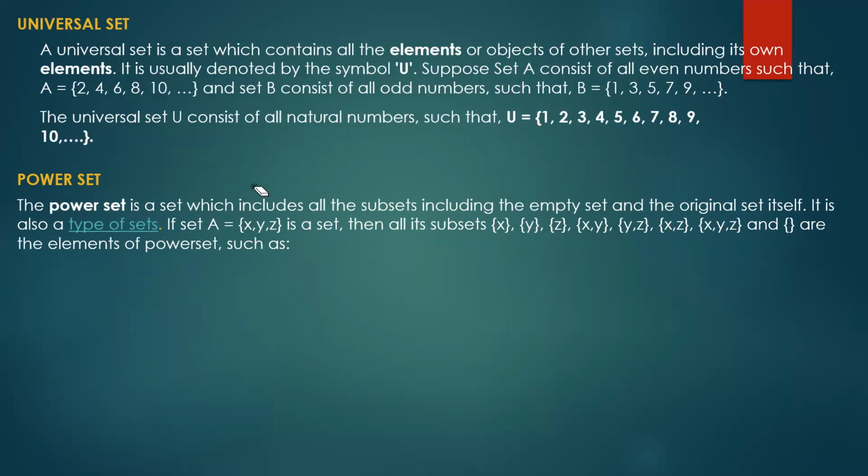So a power set is a set which includes all the subsets, including the empty set and the original set itself. It is also a type of set.